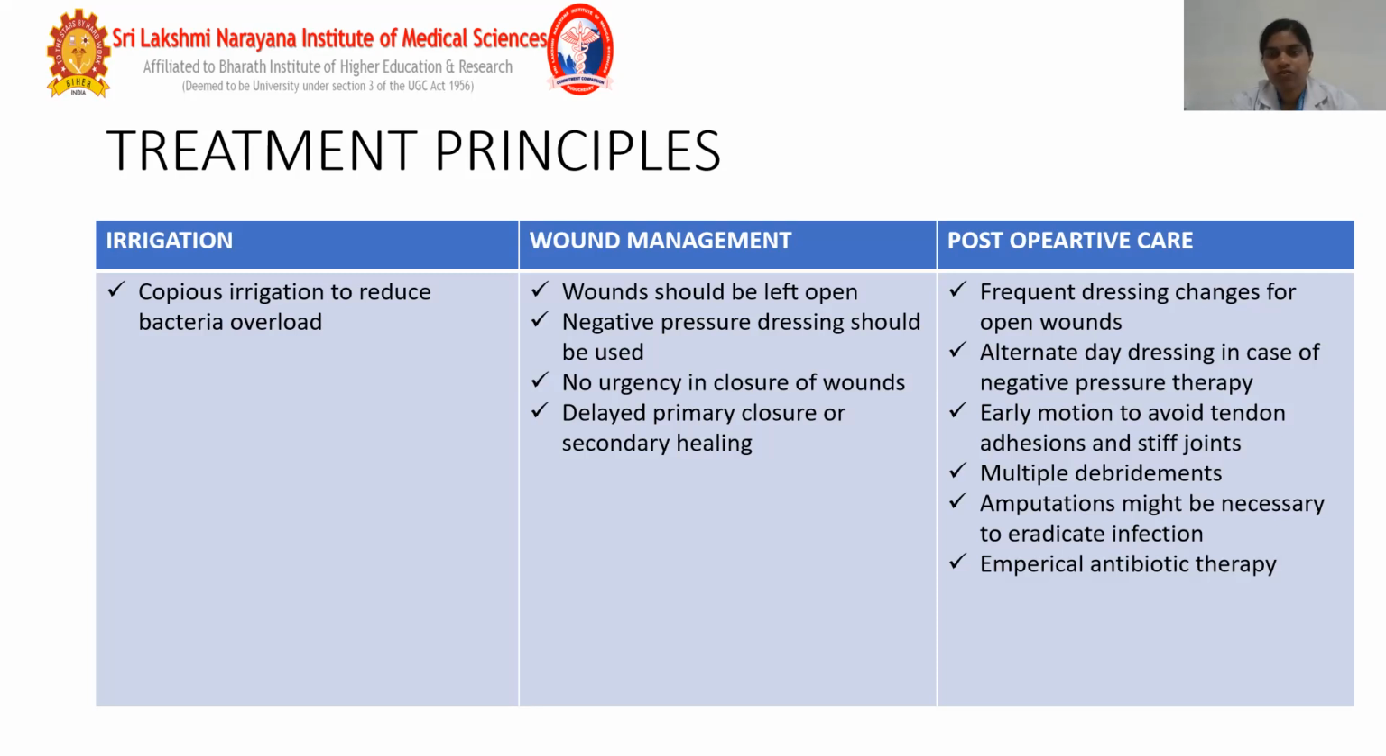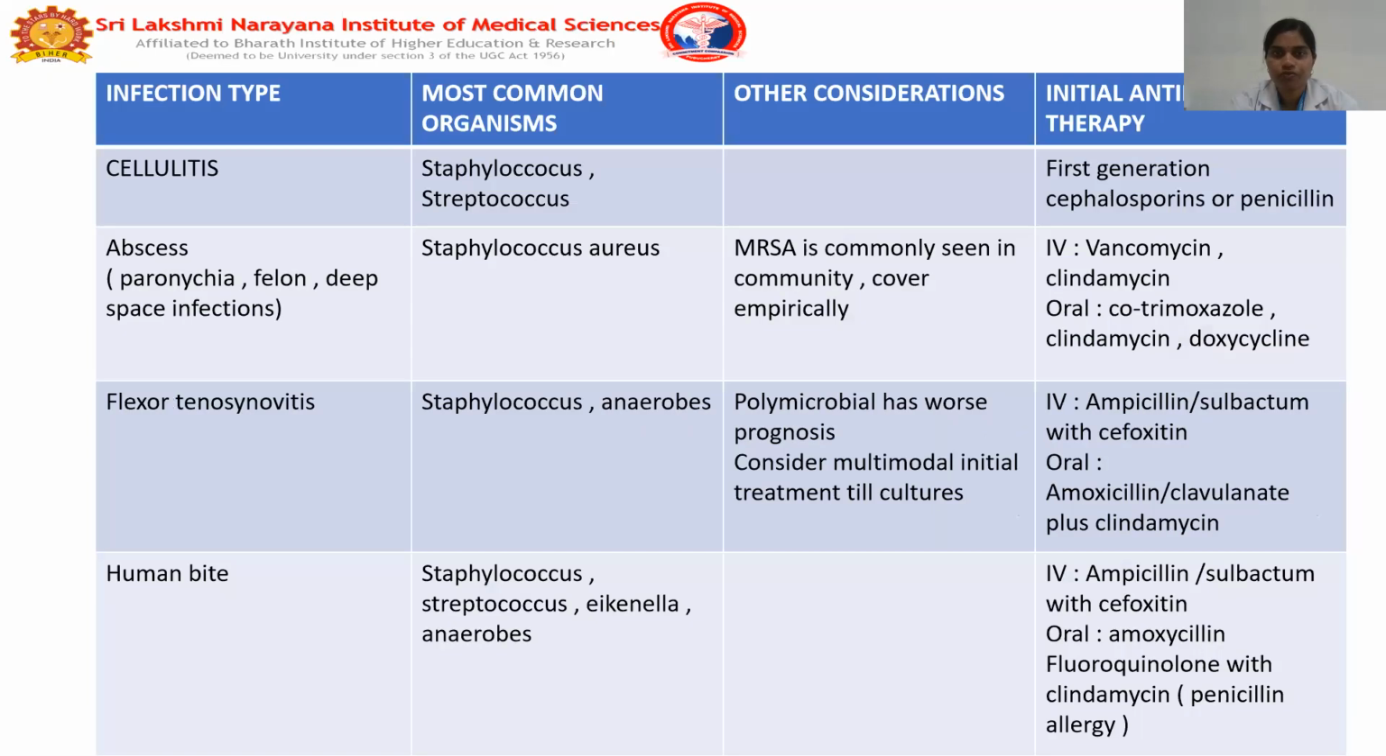Next, postoperative care is frequent dressing changes for the open wounds, alternate-day dressing changes in negative pressure therapy, and early motion to avoid tendon adhesion and stiff joints. Multiple debridements may be needed, and if unable to eradicate infections, then amputation might be necessary. Empirical antibiotics are started initially. After culture sensitivity is obtained, the antibiotic should be changed to the sensitive one.